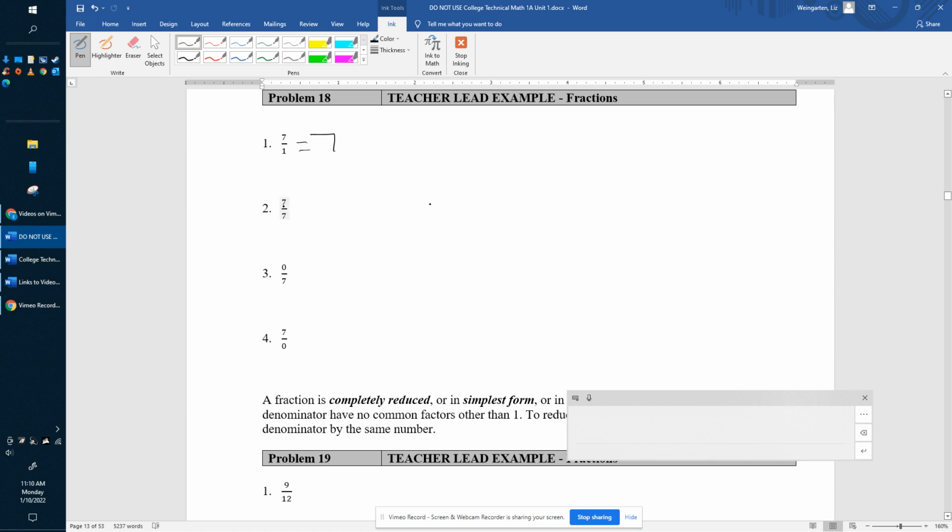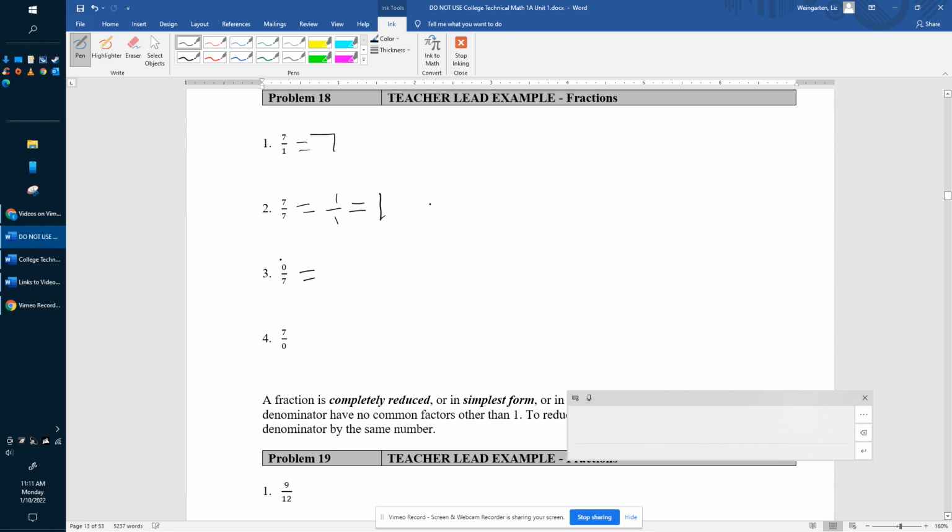Sometimes we have the same number in the numerator and the denominator. When we see that, we can reduce that down. We can divide the top by 7, divide the bottom by 7, and we get 1 over 1. And we just talked about if we have anything over 1, we can just take the number on top and call it a day. So that leaves us with simply 1.